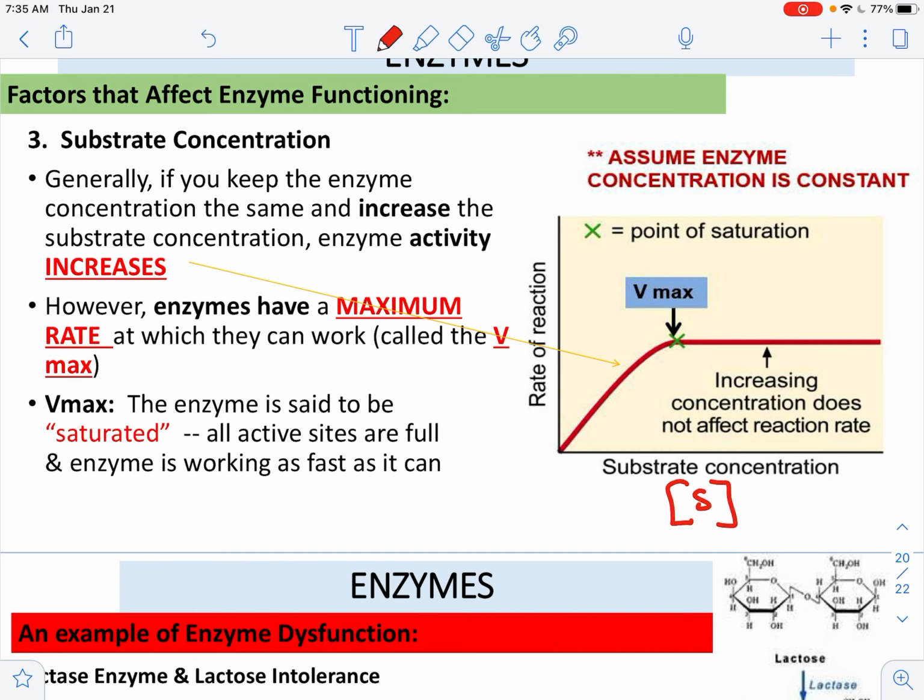And sometimes we write it like this. When you put something in brackets, it means concentration. So if you see an S with a bracket, that's referring to substrate concentration, how much substrate you have. And this makes sense, I think.